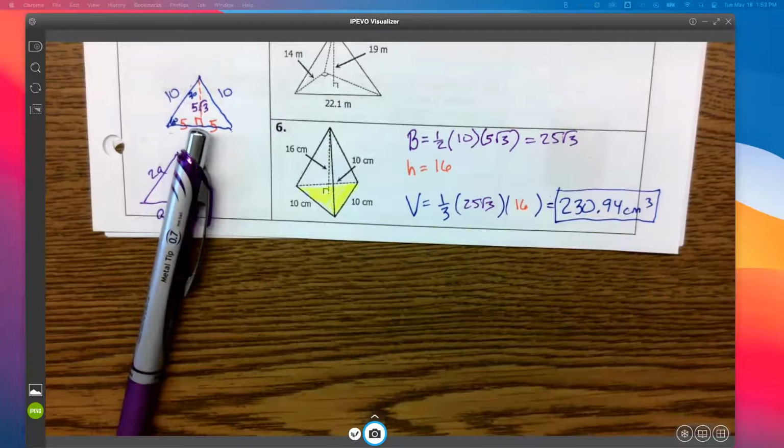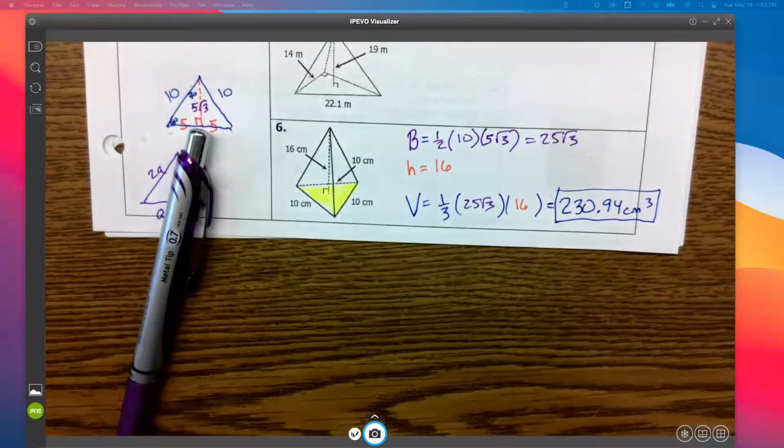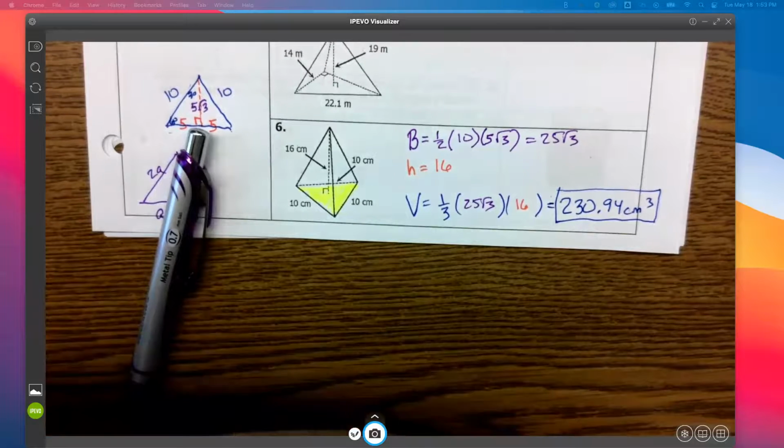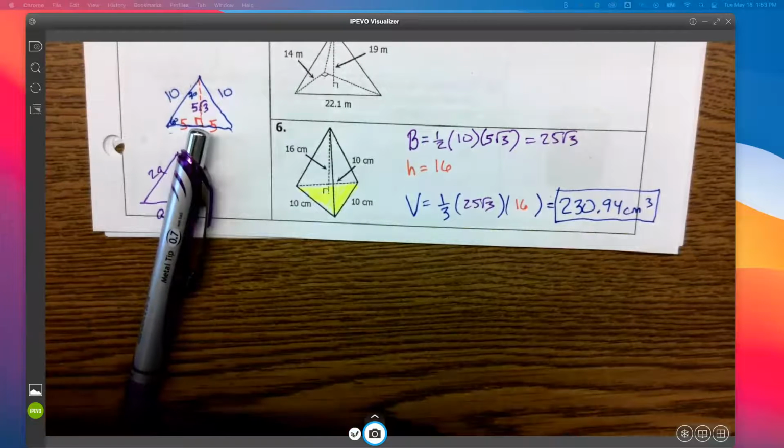Please give me some feedback. 5, I've got this now. I can find the volume of pyramids. 3, it's starting to make sense, but some of the bases are hard, and I'm going to have to work on my 2-dimensional area knowledge. 1. I'm still struggling. I don't get the point.